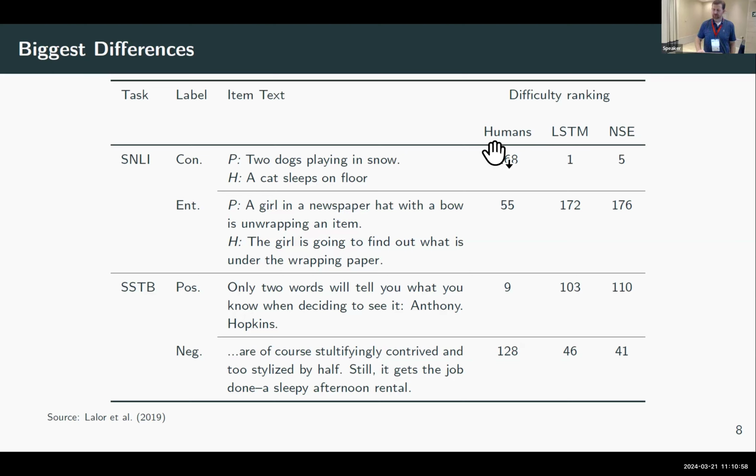Okay. So the big number means more difficult. So the Anthony Hopkins question was easy for humans, hard for models. Exactly. Yep. And then this was the inverse.